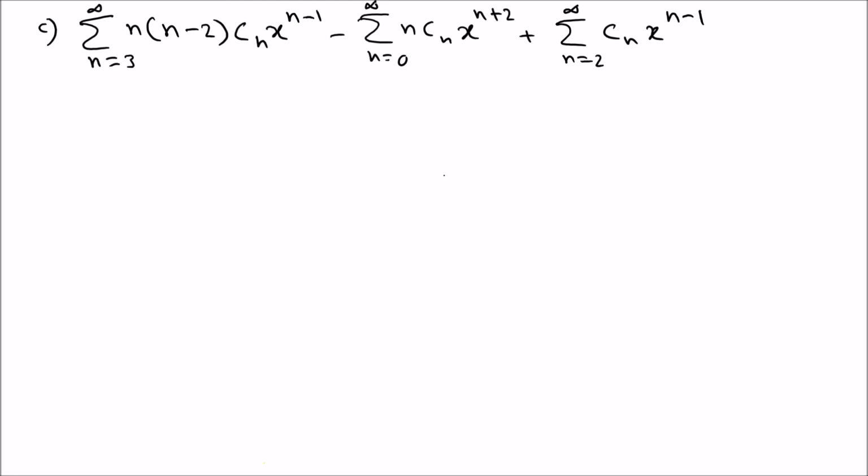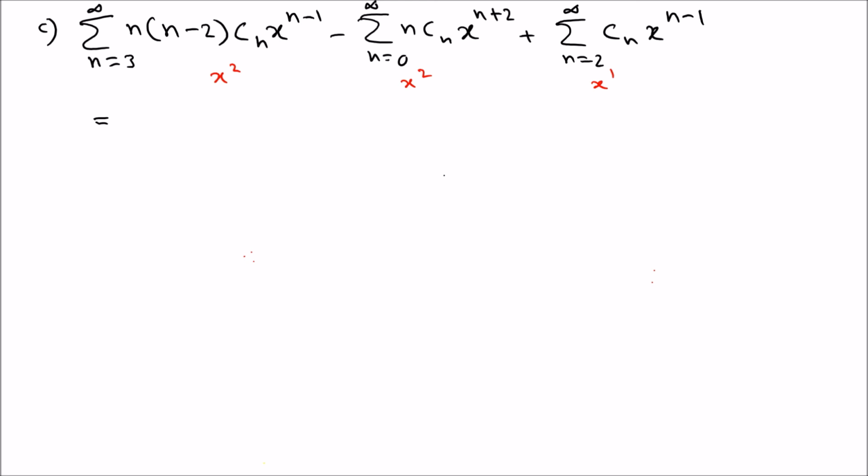Again, the same thing, we check what you're going to get for the first index value. When you say n equals 3, you're going to get x squared. When you apply n equals 0, you're going to get x squared. When you apply n equals 2, you get x to the 1. So that means the only uncommon term is x to the 1. So we're going to rewrite that first.